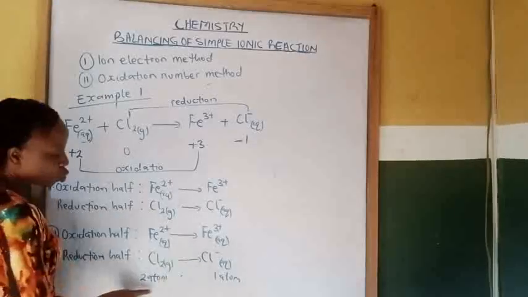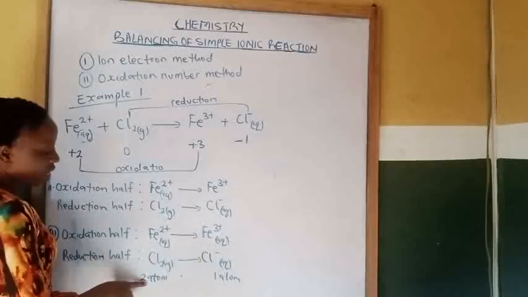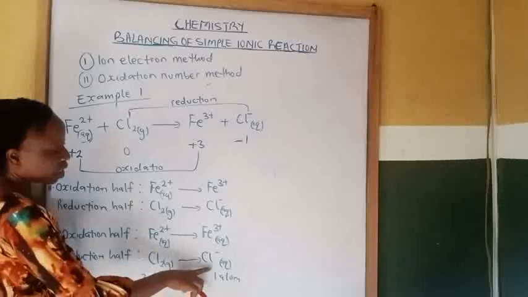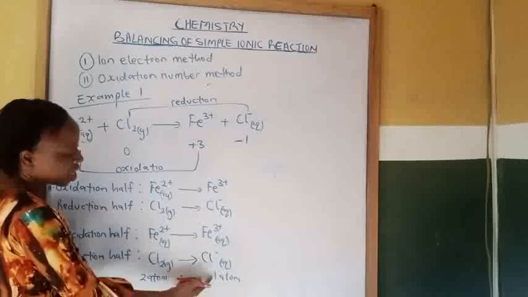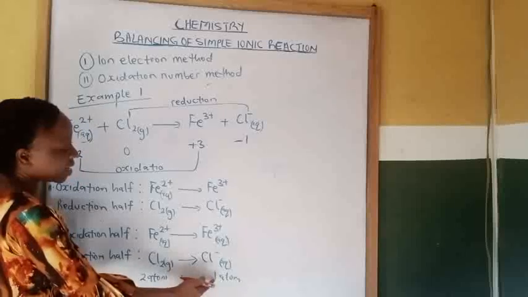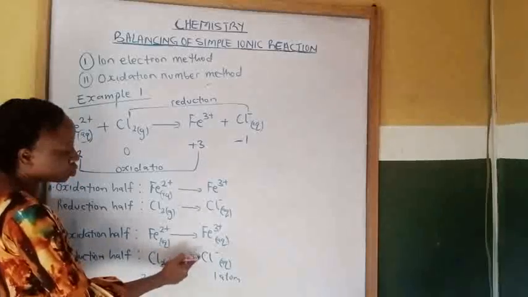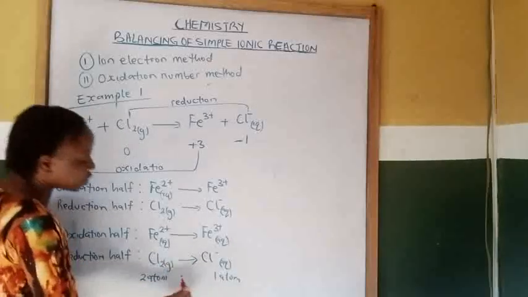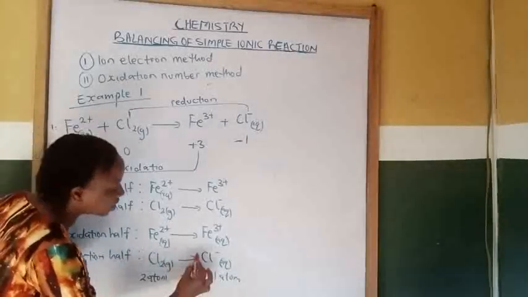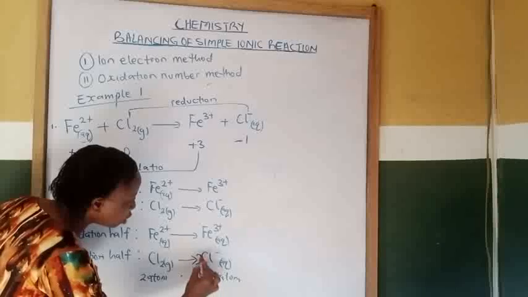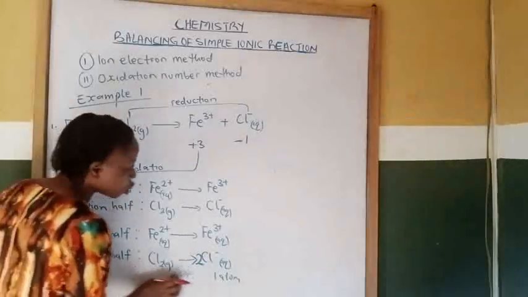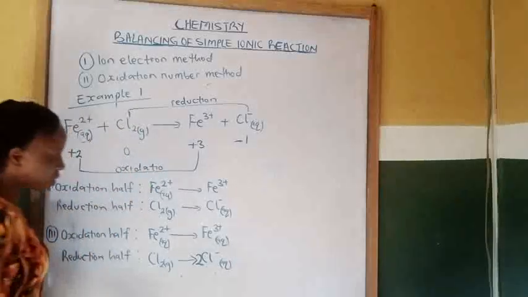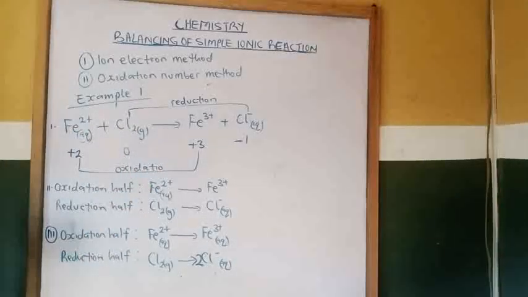So we have to balance both sides, so that we have 2 atoms of chlorine at the reactant side and 2 atoms of chlorine at the product side. Now you increase where you have lesser number of atoms. So we have 2 at this side and 1 at this side. So we put 2 here to balance the number of chlorine atoms. So we have balanced the number of atoms now.